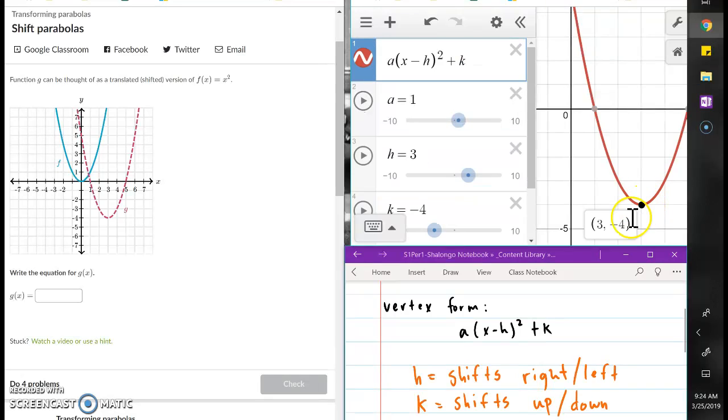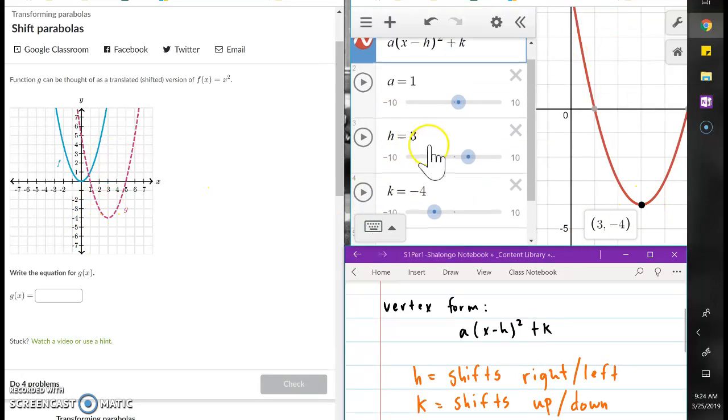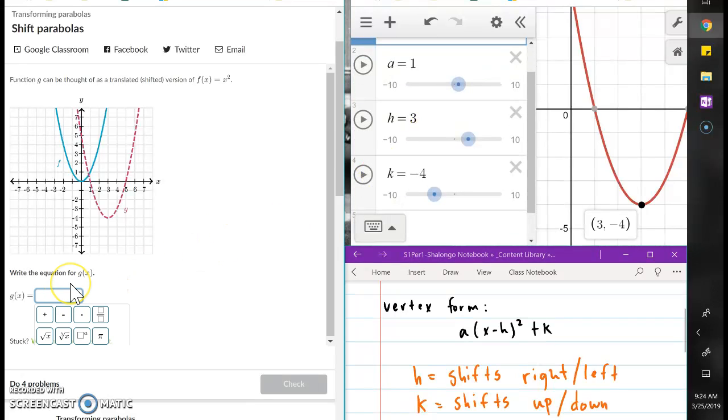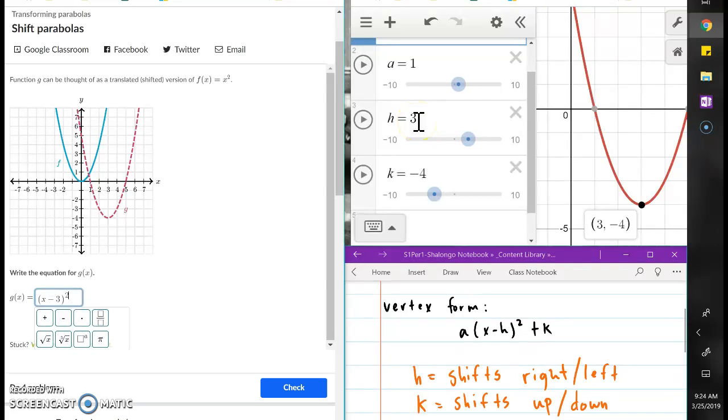We'll make sure that that's the right coordinate point. 3, negative 4. That's good. Now here's how I put it all together. Parentheses, X minus 3. Why is it minus? It's always minus. So if it's a positive 3, it'd be minus 3. If this was a negative 3, I'd put plus 3. So it's the opposite of the H value. Squared. And then whatever the K value is. So minus 4.